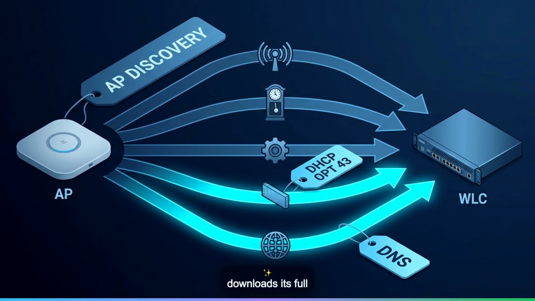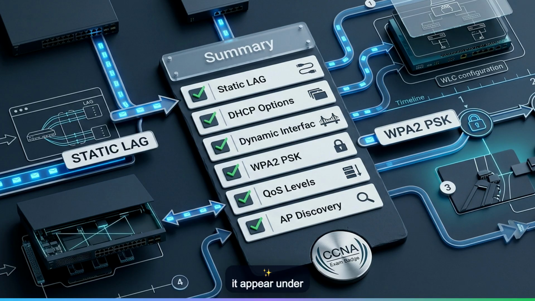It joins, downloads its full configuration, including both WLANs, channel assignments, and transmit power, all from the WLC. You can see it appear under the Wireless tab, rename it, and change its operational mode. Clients connecting to either WLAN show up in the Monitor tab client list.